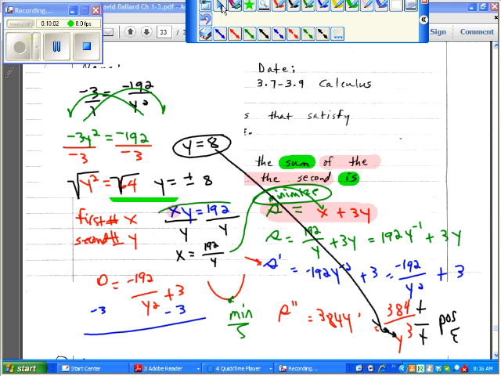Now we know that x times y was 192. So if we take 192 and divide it by 8, we would get the x that goes with it, right? So what's 192 divided by 8? 24. So my two numbers are x equal 24 and y equal 8.